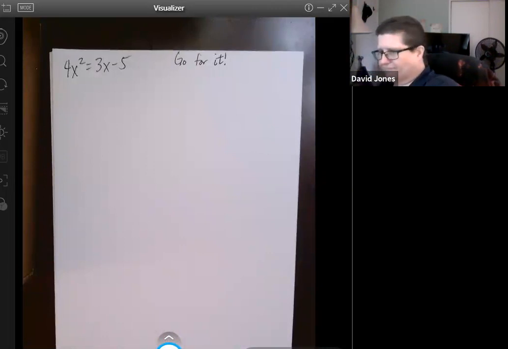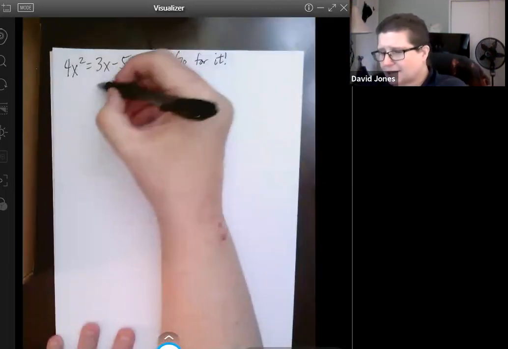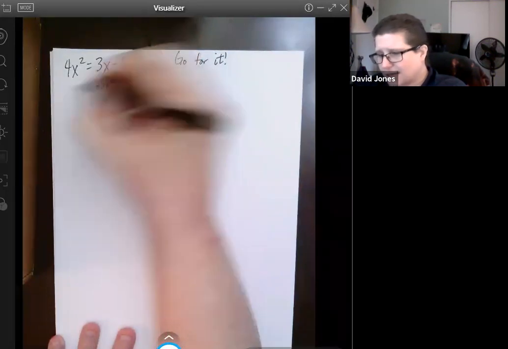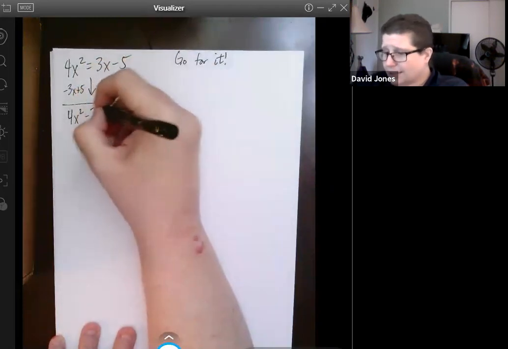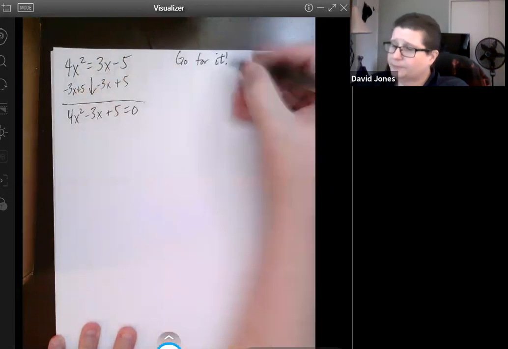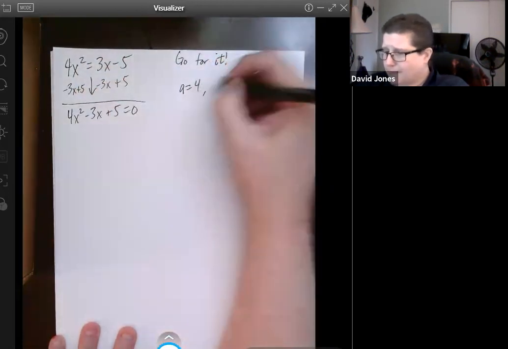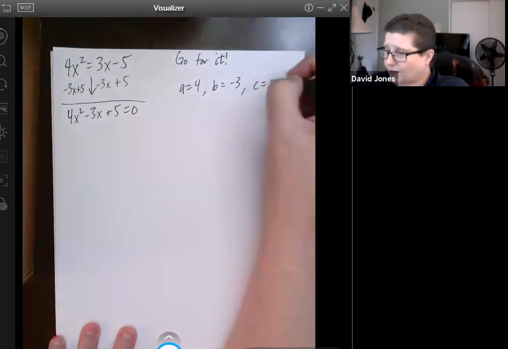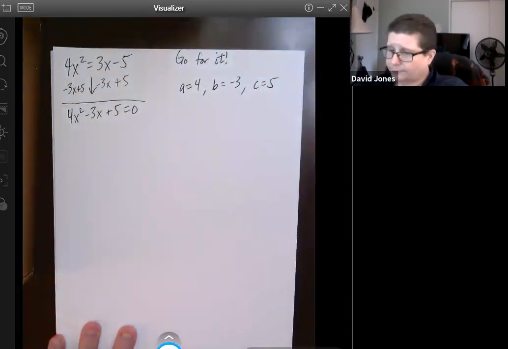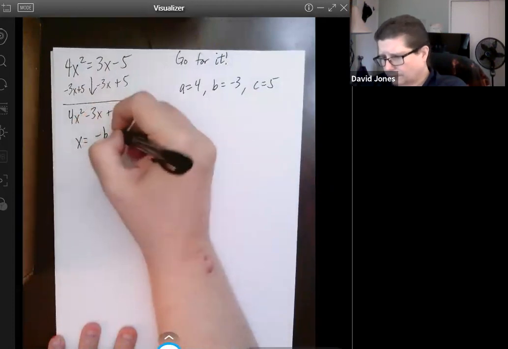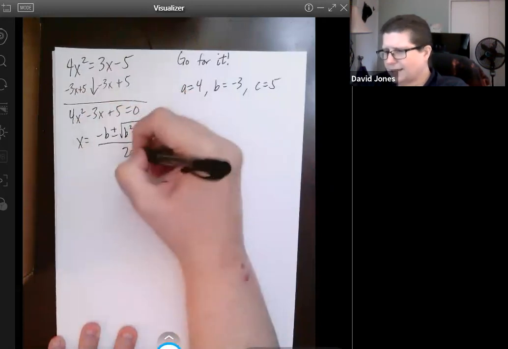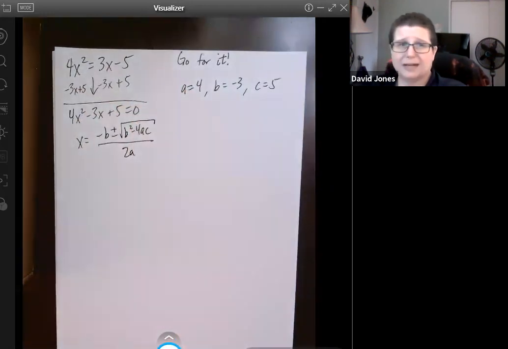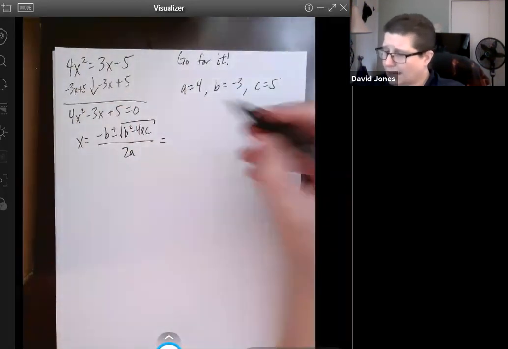All right. Make sure you subtract the 3x and add 5 to both sides. You get 4x squared minus 3x plus 5 equals 0. So a equals 4, b equals -3, c equals 5. I'm just rewriting down the formula, -b plus or minus the square root of b squared minus 4ac, all of that divided by 2a. And I'll plug in what I have.